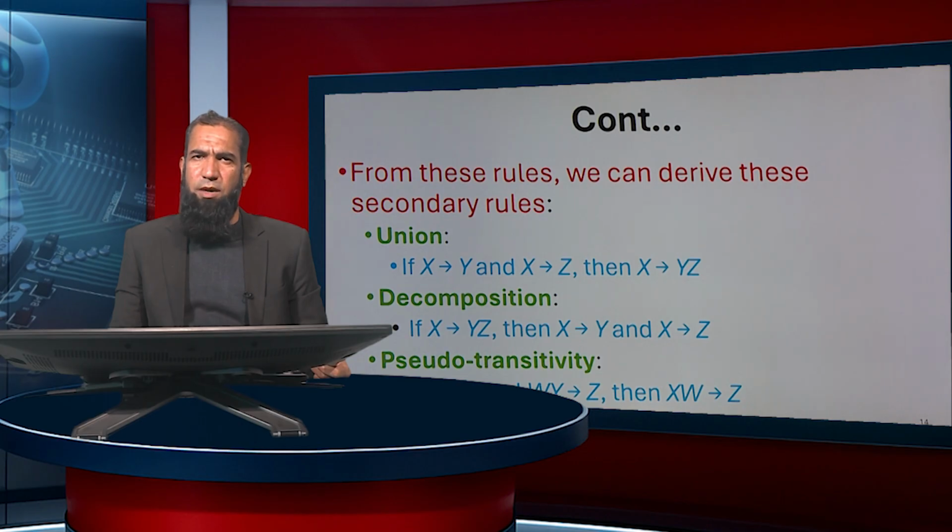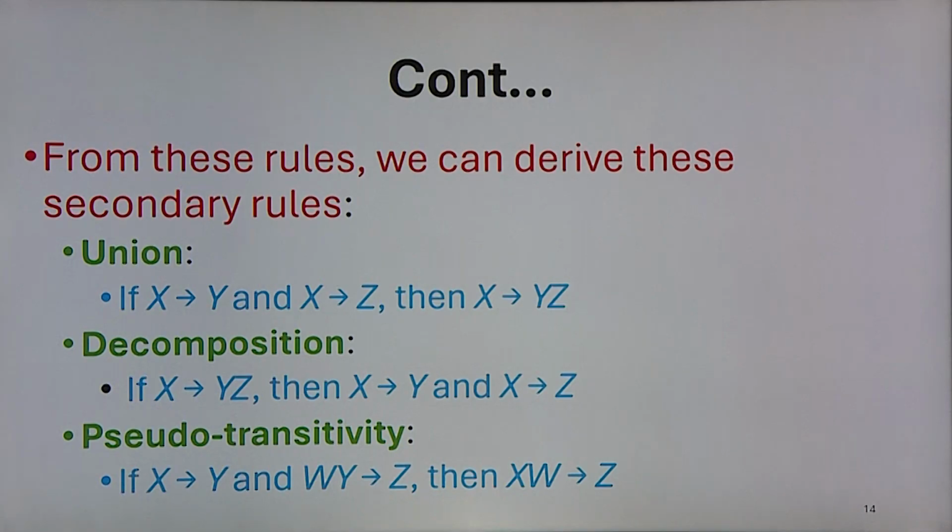Formally, if X determines YZ, then X also determines Y and X also determines Z. This rule is very useful when we want to break a complex dependency into smaller, simpler parts, especially when analyzing or normalizing a schema. The third derived rule is pseudo-transitivity. It extends the idea of transitivity by involving an extra attribute set. It says if X determines Y and omega Y determines Z, then combining X and omega will determine Z.